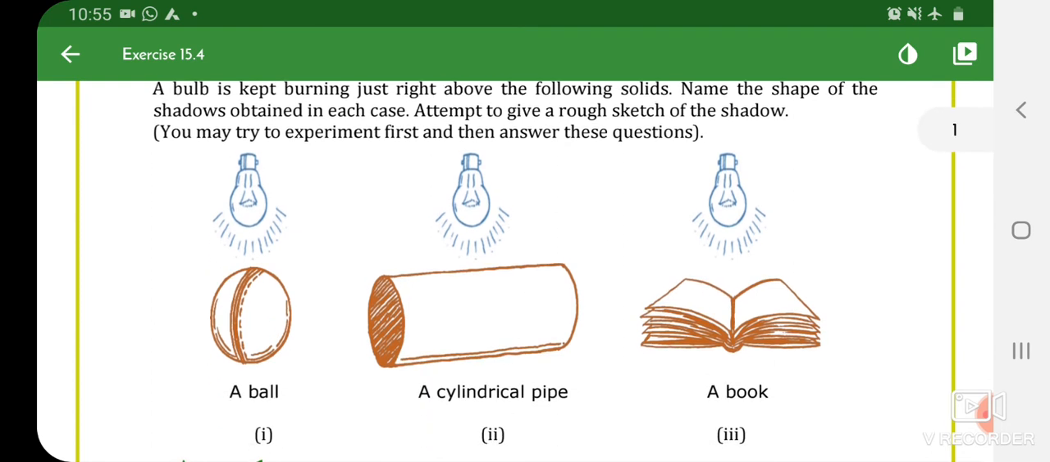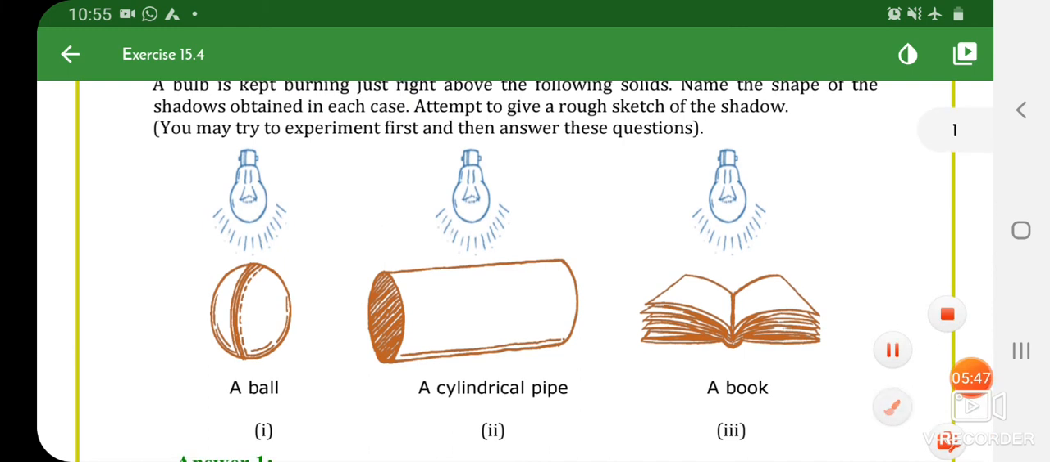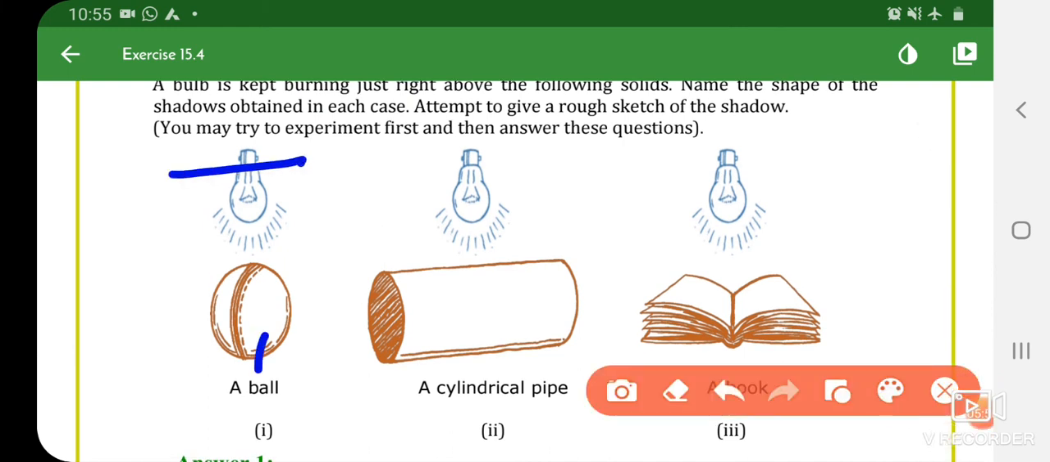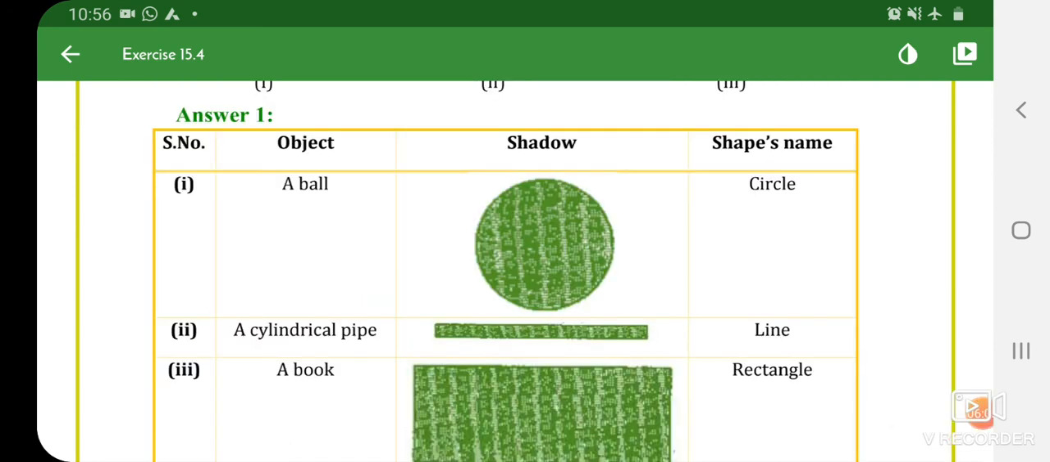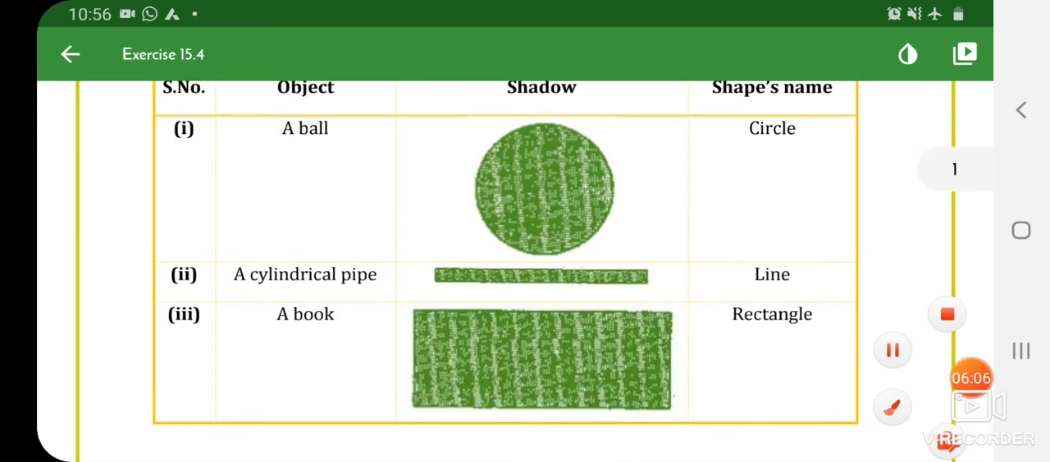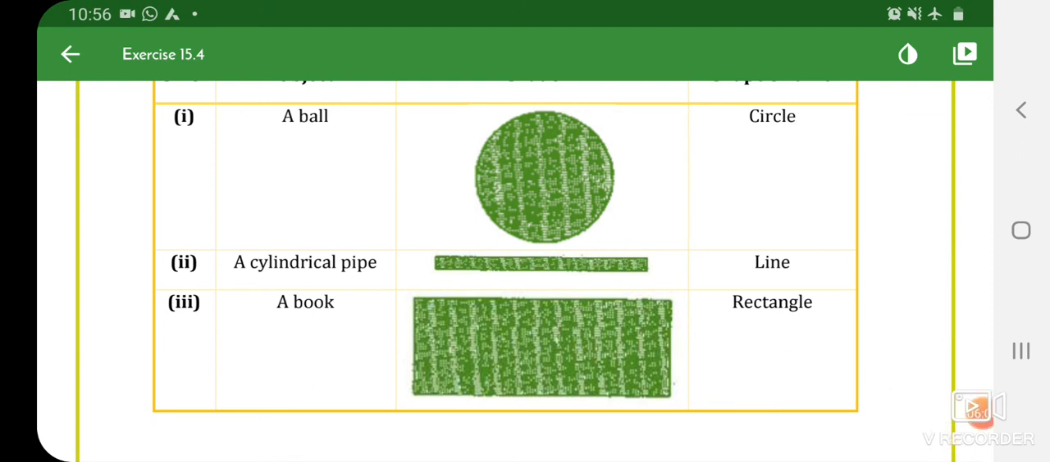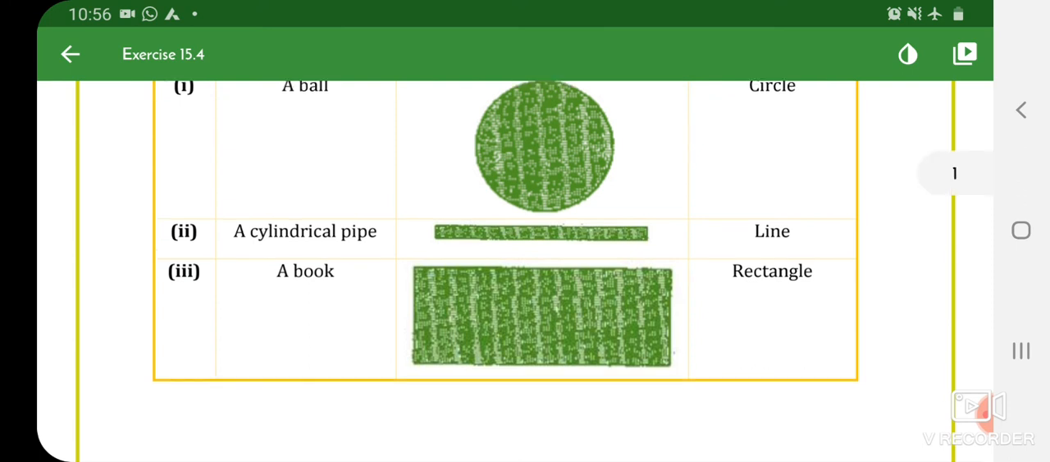That means in this question you have to firstly try it practically and after that give the answer. That means here are given a bulb, okay, and this ball. So the question means that when this bulb's light falls on the ball, what type of shadow is made by this ball, the cylindrical pipe and this book. Let's see the answer. So the ball's shadow is like a circle, the cylindrical pipe is like a line, and the book is like a rectangle. You can do it yourself practically, okay.